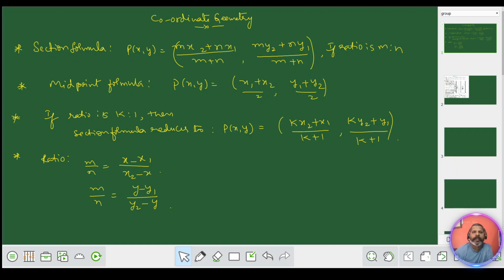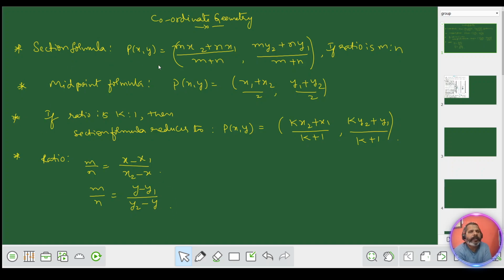Hello, students. In this class, we will see exercise 7.2 from the coordinate geometry chapter. We have seen the section formula, the midpoint formula, and the ratio m1 m2, or m is to n. We'll just recap before we go to the exercise.